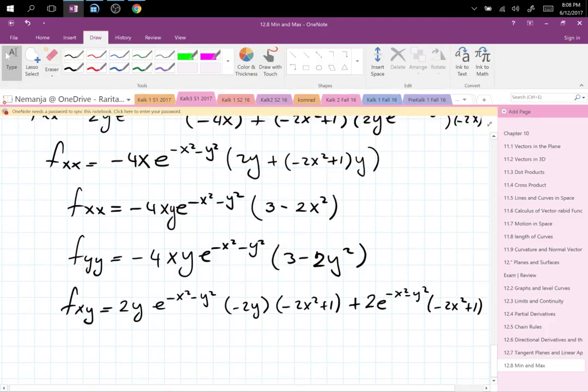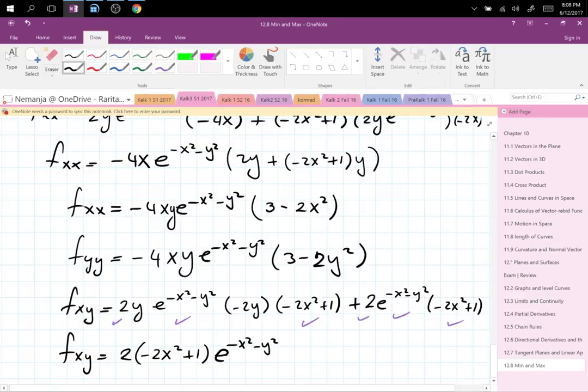All right, now we simplify this one. What can we kick out? We can kick out this, and the 2. So I can kick out the entire term over there: 2 times (-2x² + 1) times e^(-x² - y²). And what's left in the parenthesis is -4y² + 1. Done.